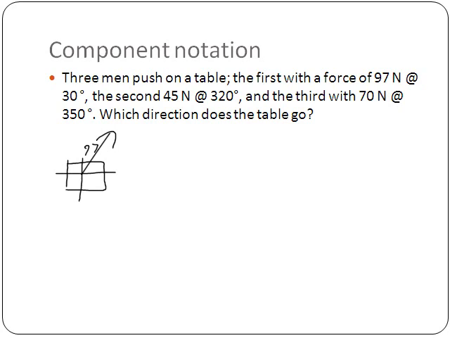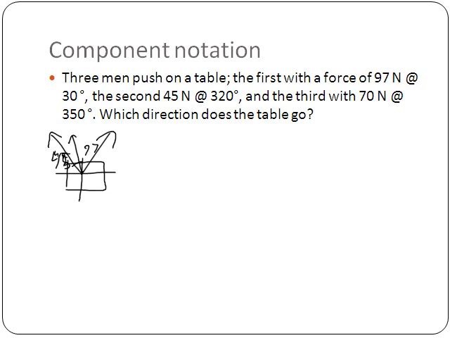Our second one at 320. So 320 would be 40 degrees back. So that's 40 degrees in there. And he's 45 newtons. Shouldn't have drawn it that long. That doesn't look like a 45 at all, but you get the idea. And the third one is 70 newtons at 350. So 350 is going to be inside of this, up like that. And so this is basically what's happening.